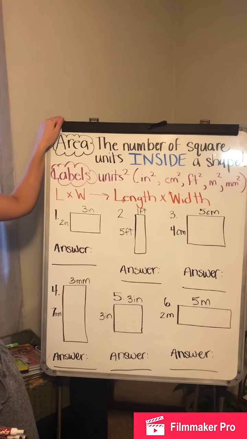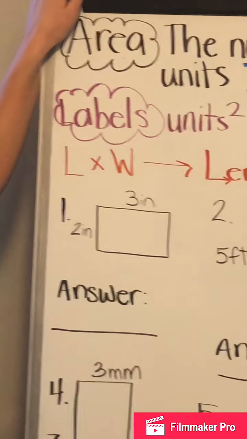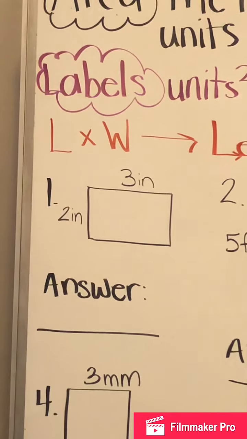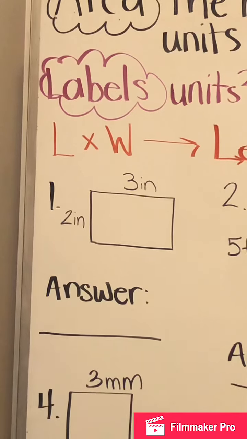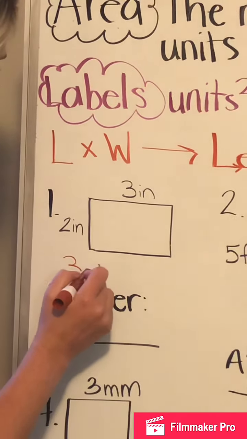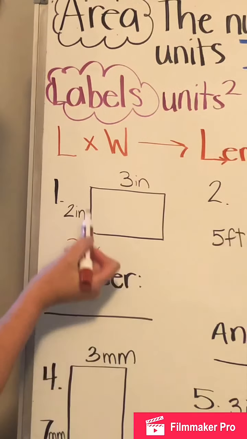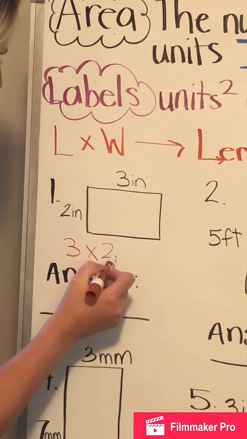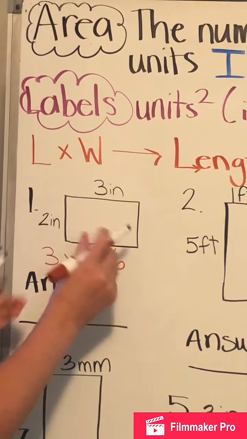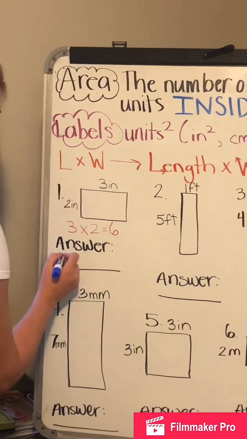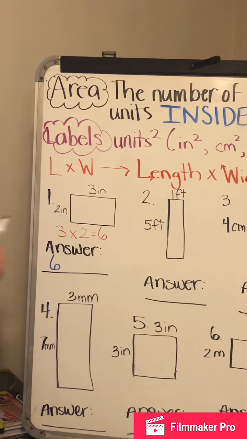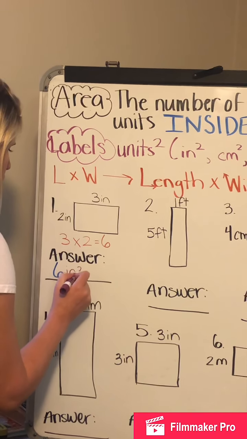So let's take a look at number 1 here. What we're going to need to use is length times width in order to figure this out. So our length is 3, and we want to times it by our width, which is 2. 3 times 2 is 6. So the inside is going to have 6, and we have to use our labels, inches squared.